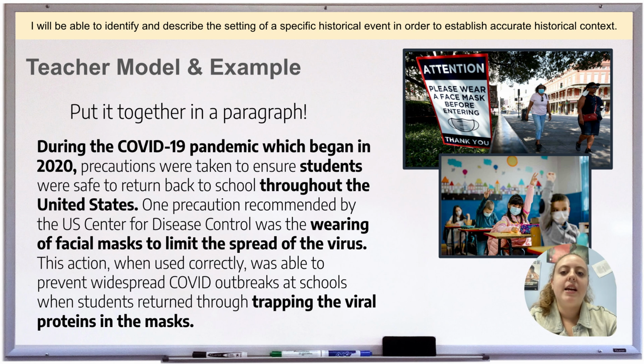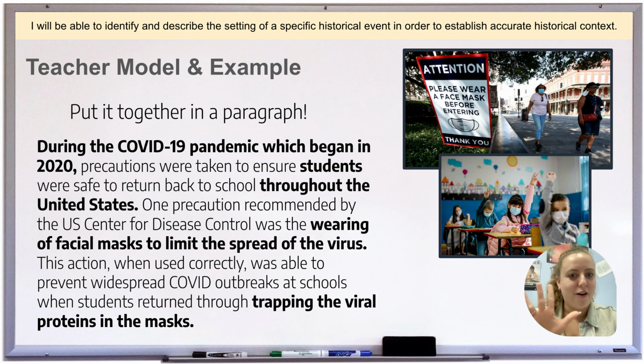So it says, during the COVID-19 pandemic, which began in 2020, precautions were taken to ensure students were safe to return back to school throughout the United States. One precaution recommended by the US Center for Disease Control was the wearing of facial masks to limit the spread of the virus. This action, when used correctly, was able to prevent widespread COVID outbreaks at schools when students returned through trapping viral proteins in the masks, right? So it's everything that I just said to you, but putting it into complete sentences so that it really paints a full picture of what caused what we're looking at in these images.